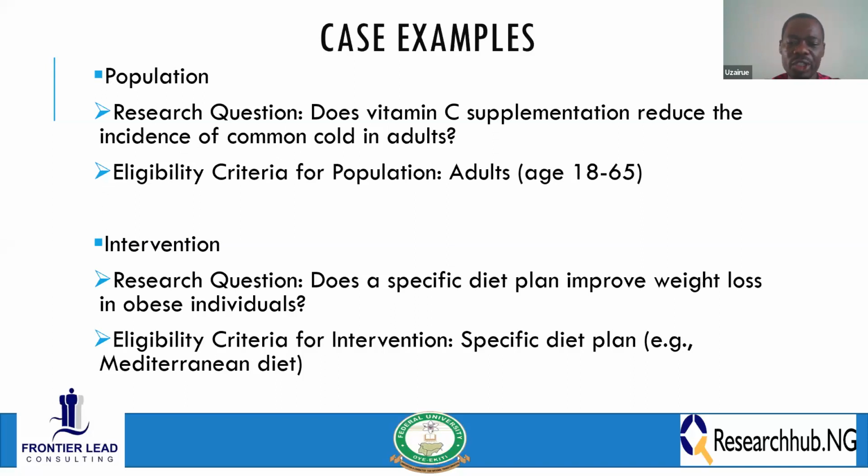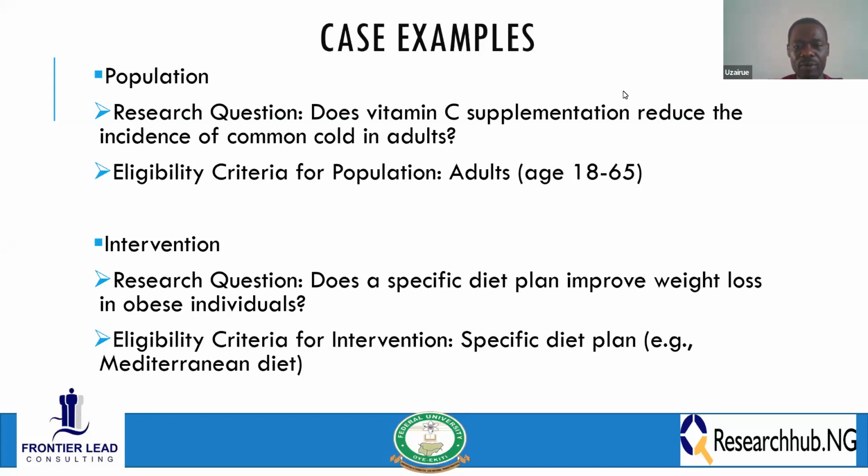Now, when you go to intervention criteria, you need to look at this research question: does a specific diet plan improve weight loss in obese individuals? The eligibility criterion here for intervention will be a specific diet plan, for example a Mediterranean diet, vegetarian, or any other type of diet as the case may be.